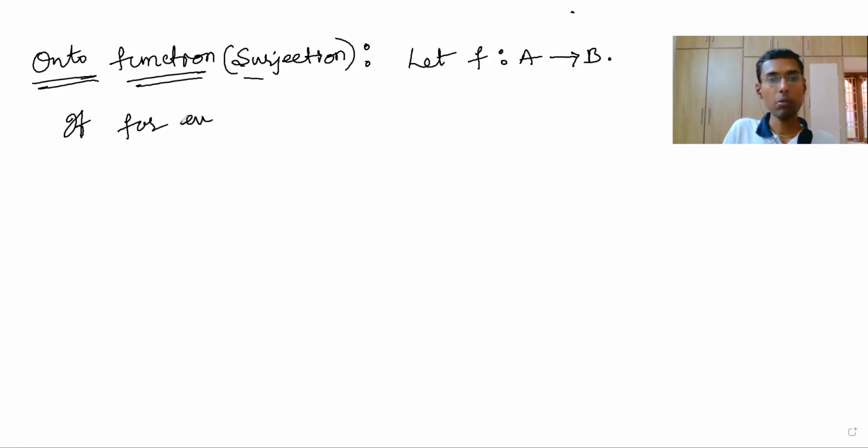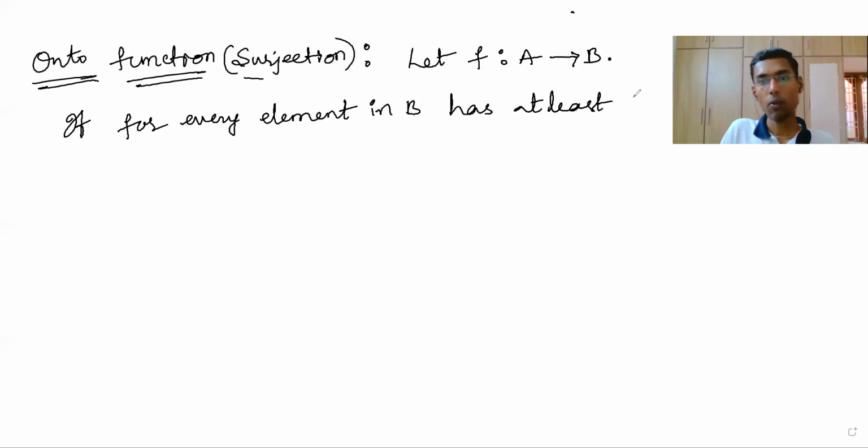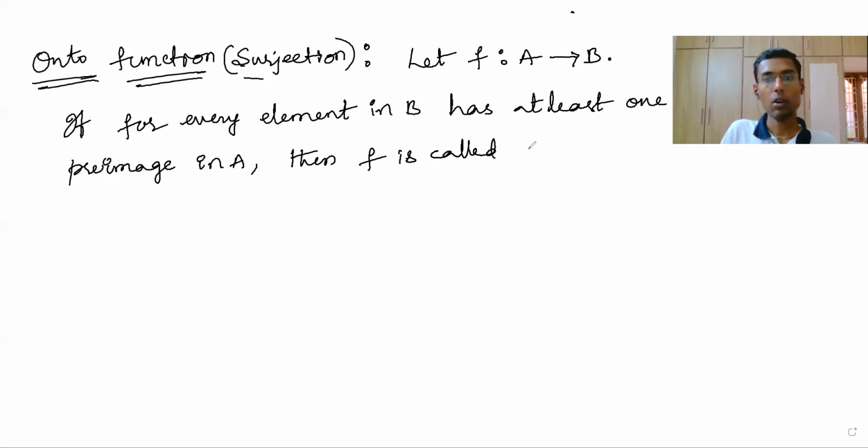for every element in B has at least one preimage in A, then F is called onto or surjective function. Okay, very clear. Or mathematically, what you can write?